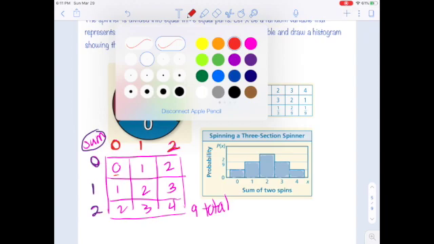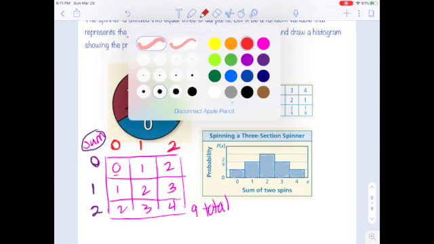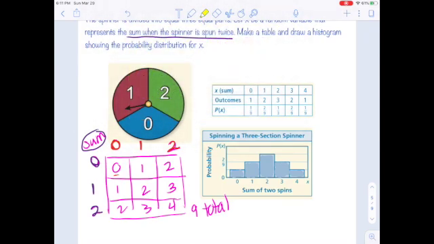So 0 plus 0 gives you 0. And then you take your next, I'll get my highlighter, 1 on the first spin and a 0 on the second spin, and that'll give you the 1. And a 1 on the first spin, if you get 1 on the second spin, that'll give you a 2, so on and so forth, right? So a 2 plus a 2 on the second spin will give you that 4. And you have a total of 9 outcomes.